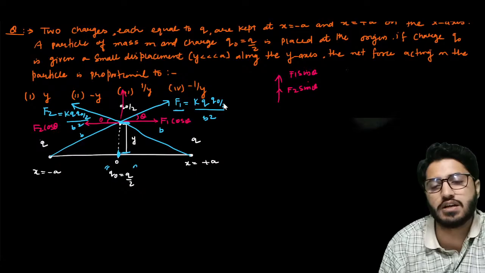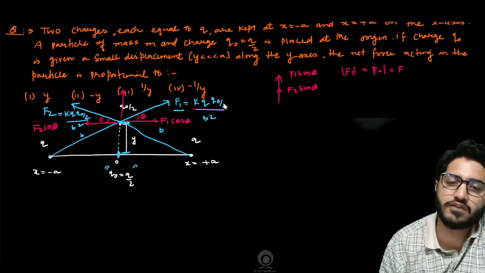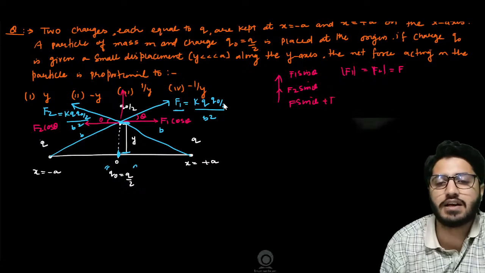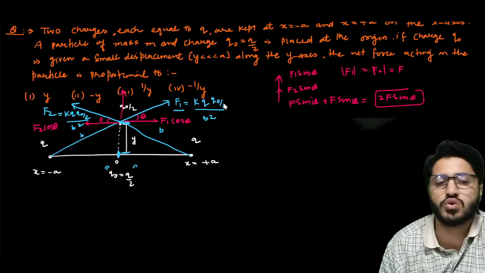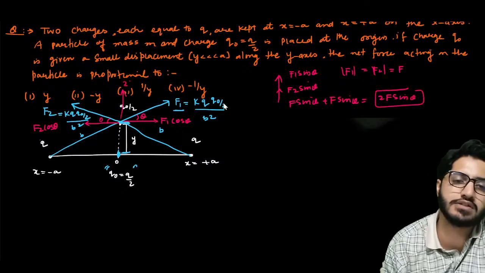You can see here the magnitude of F1 is equal to the magnitude of F2, both equal to F. So I can write F sin theta plus F sin theta, which is 2F sin theta. So the net upward force is 2F sin theta. The F1 cos theta and F2 cos theta components will cancel out.